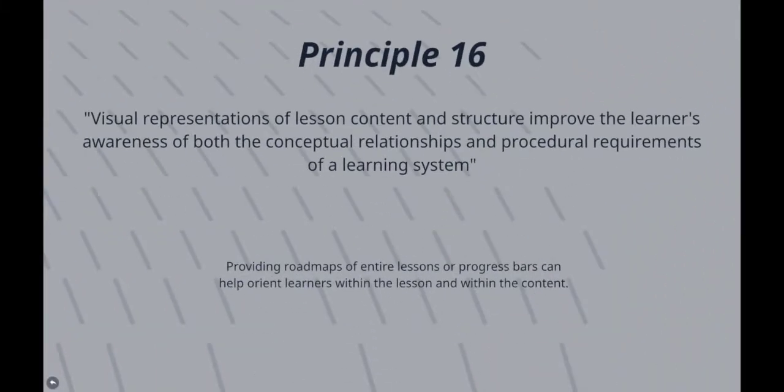Principle 16 states that visual representations of lesson content and structure improve the learner's awareness of both the conceptual relationship and procedural requirements of a learning system. Providing roadmaps of lessons, or the overview visual that you see between theories in this particular presentation, can actually help learners become oriented with the lesson and ultimately oriented within the content.